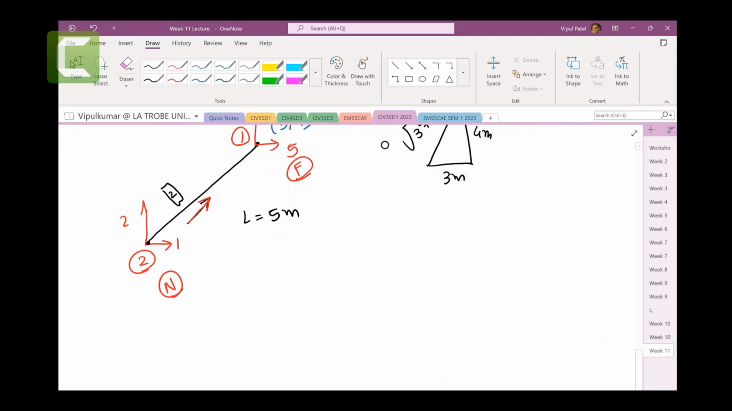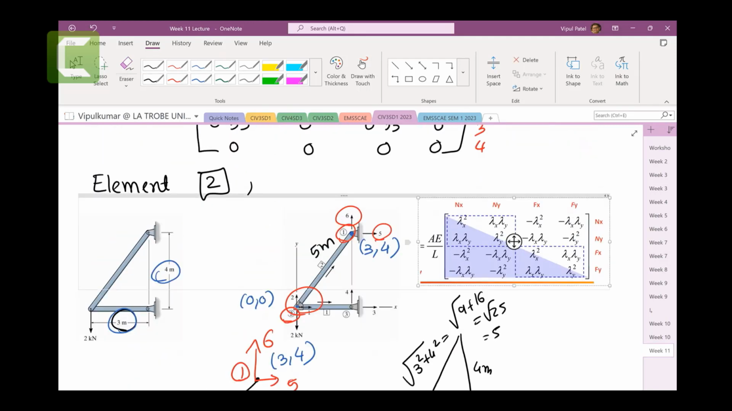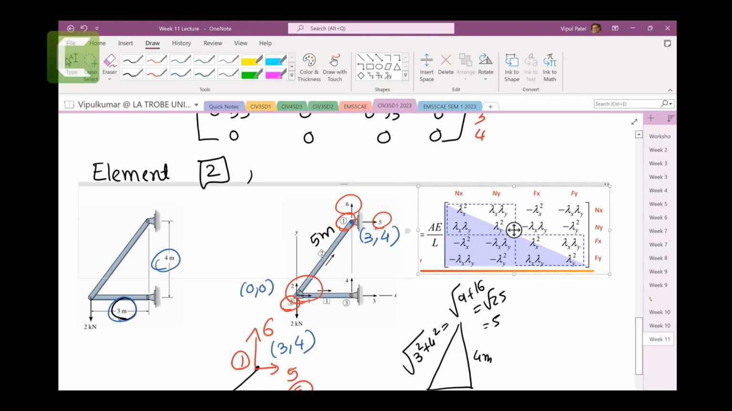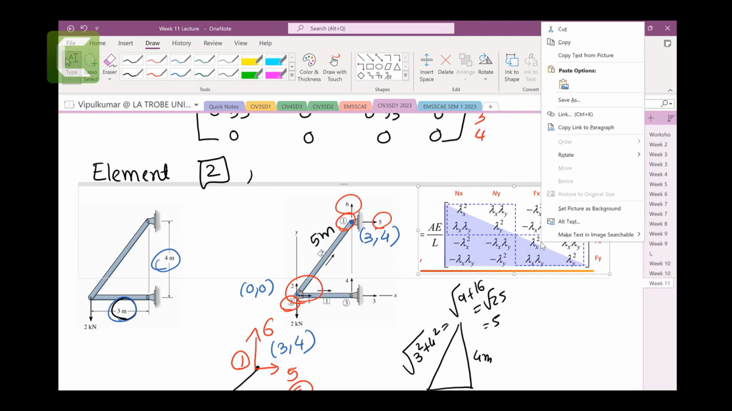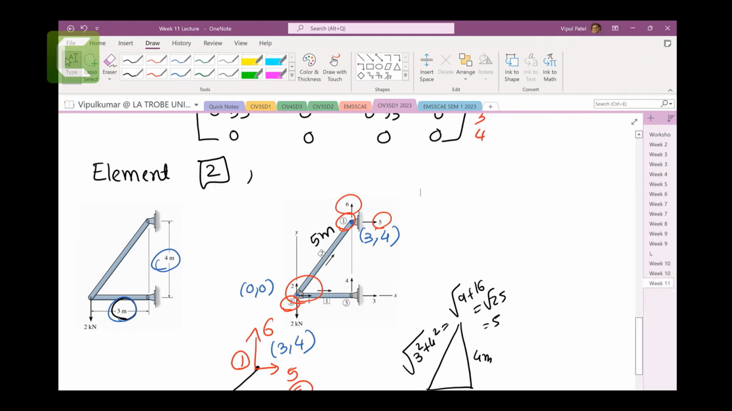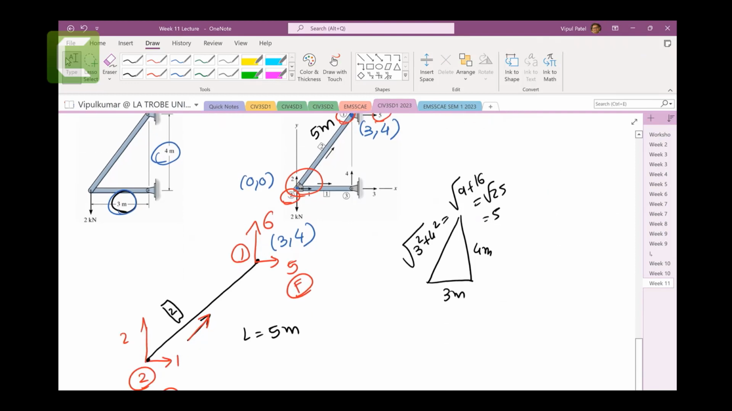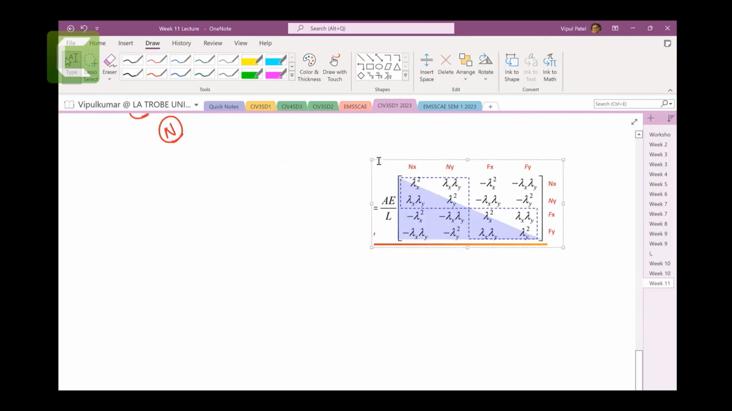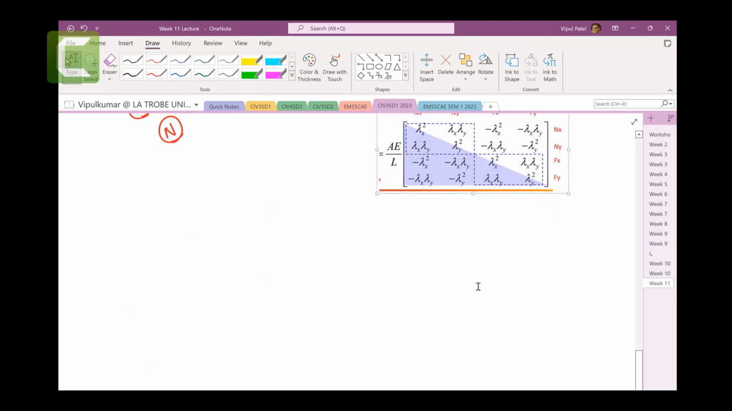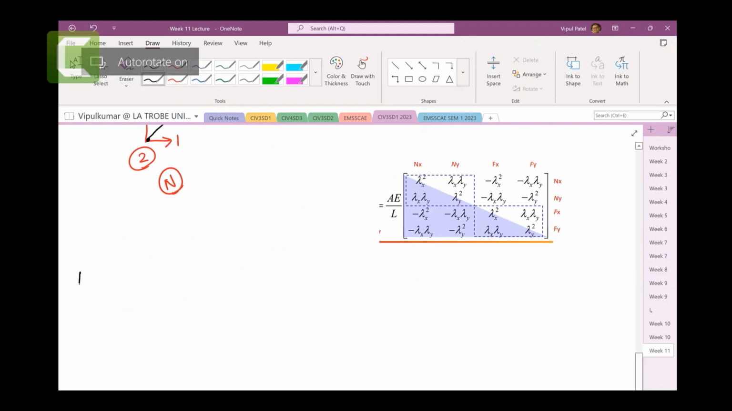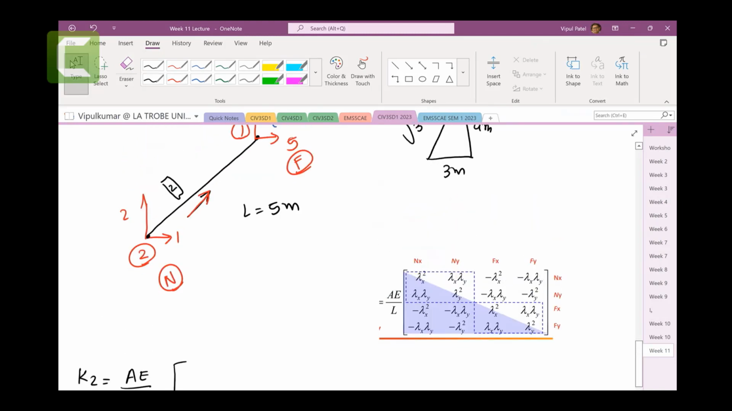Right. So you know these equations, right? These ones. Let me go back and get that equations for you. And then we can put it here. Control V. Now, in these equations, let's try again. Here we're going to write the small k2 is equal to AE on L. Small k2, k stands for stiffness and number 2 stands for element number 2. Let's put it here.